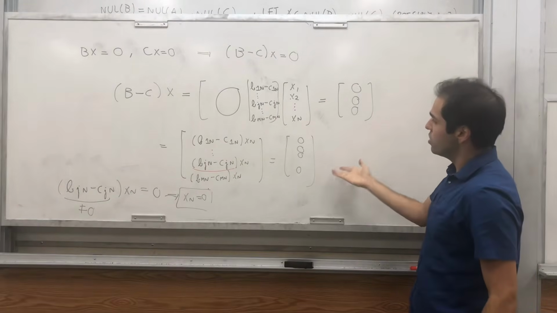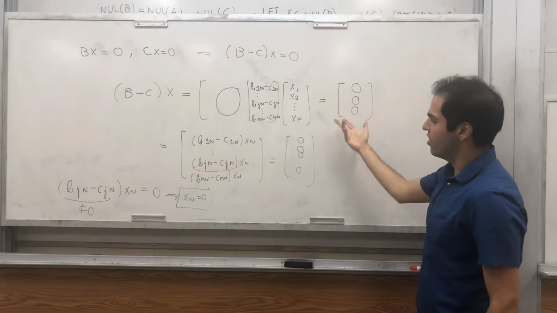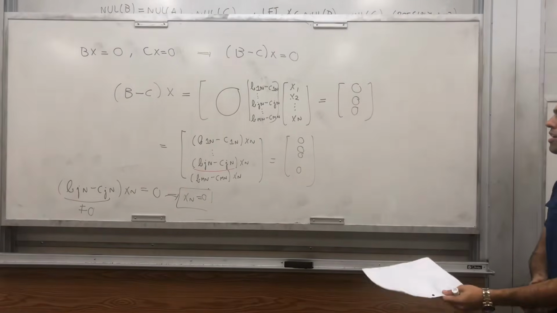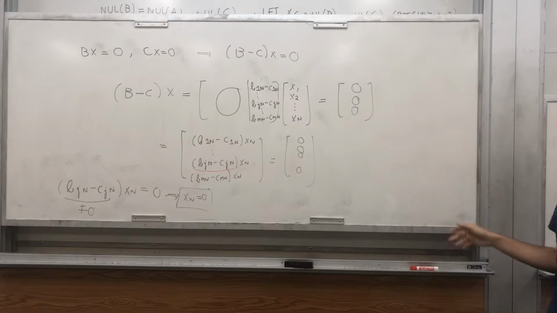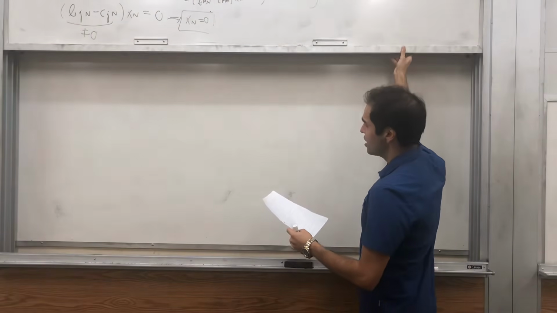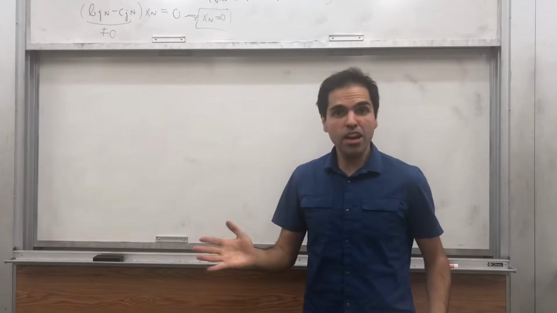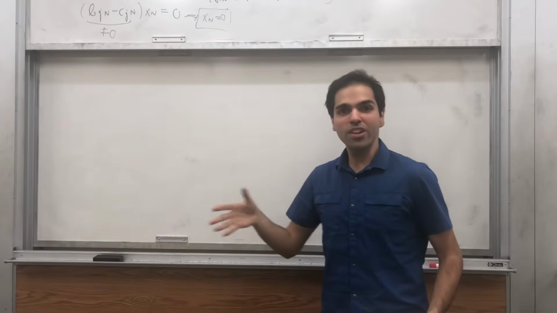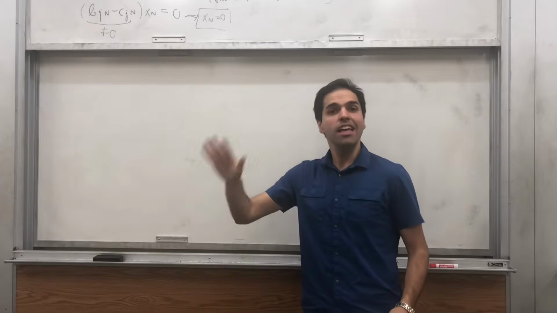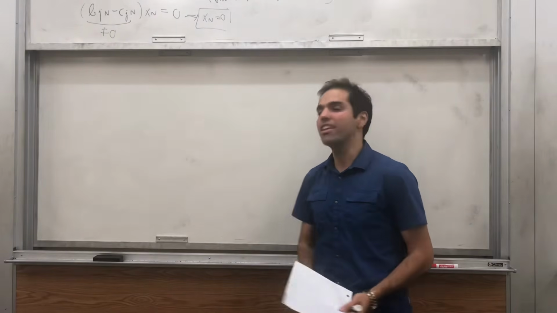Alright, in other words, any vector in the null space must have xn equals 0. So that's interesting, even if you have the 0 vector. That's not a problem. So what can we actually conclude? We conclude that the last column of B and C have to be a pivot column.